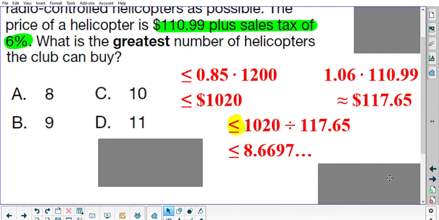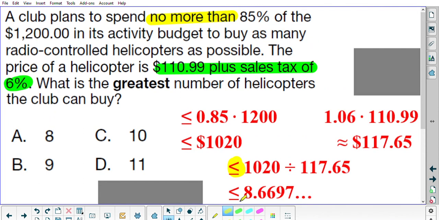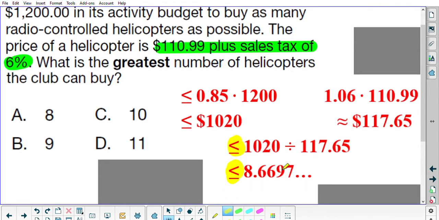Now, should we round that? Well, you need to remember the phrase no more than. They do not want to spend over this amount of $1,020, which means they do not want to buy more than 8.6 and so on helicopters. So even though 8.6 would round up to 9, we're not going to do that. We want to spend less than or equal to the 8.6. So the greatest whole number that is less than or equal to 8.6 would be 8.